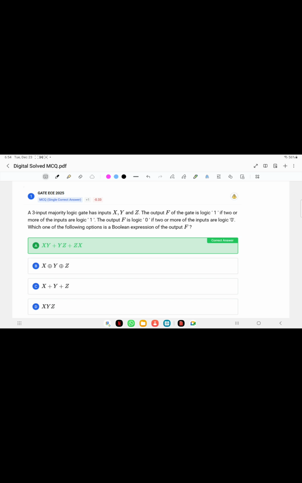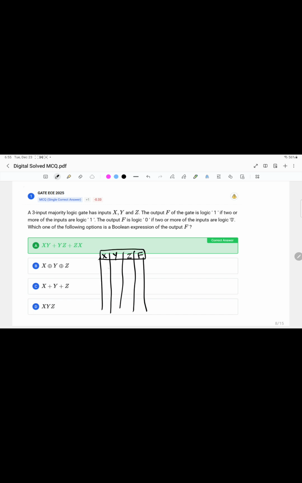So first you have to draw the truth table for whatever requirement they have given. For x, y and z they have given, and then for an output function f we can draw the truth table. So x, y, z is 3 variables, so 2 power 3 will be totally 8 combinations: 0 0 0, 0 0 1, 0 1 0, 0 1 1, 1 0 0, 1 0 1, 1 1 0 and 1 1 1.